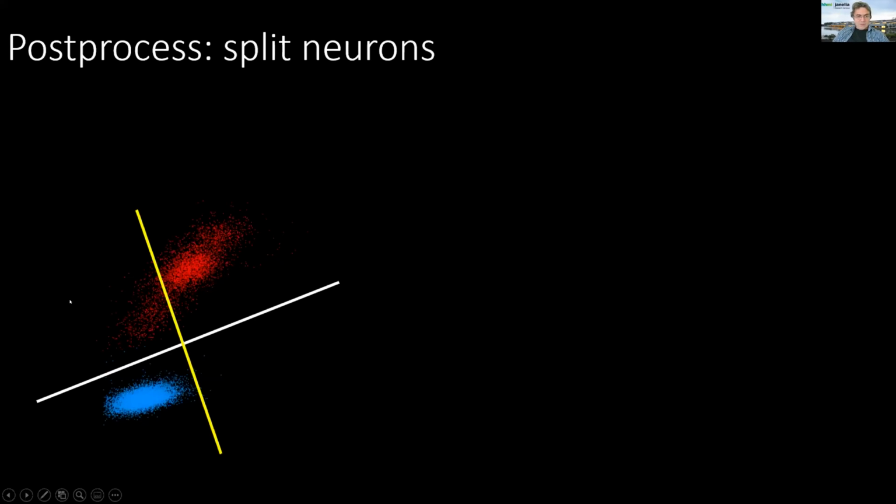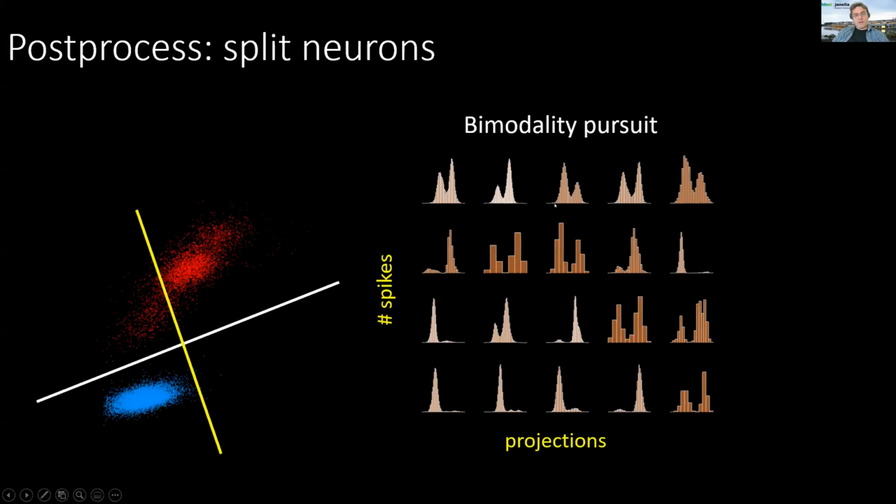If we project the two distributions onto the yellow line, we can see things like this, where we've got these bimodal plots telling us that there are multiple probable sources or clusters along that line. And we make a split decision if this dip in the projection goes low enough. And this is fairly similar to how you'd make a split decision in phi.